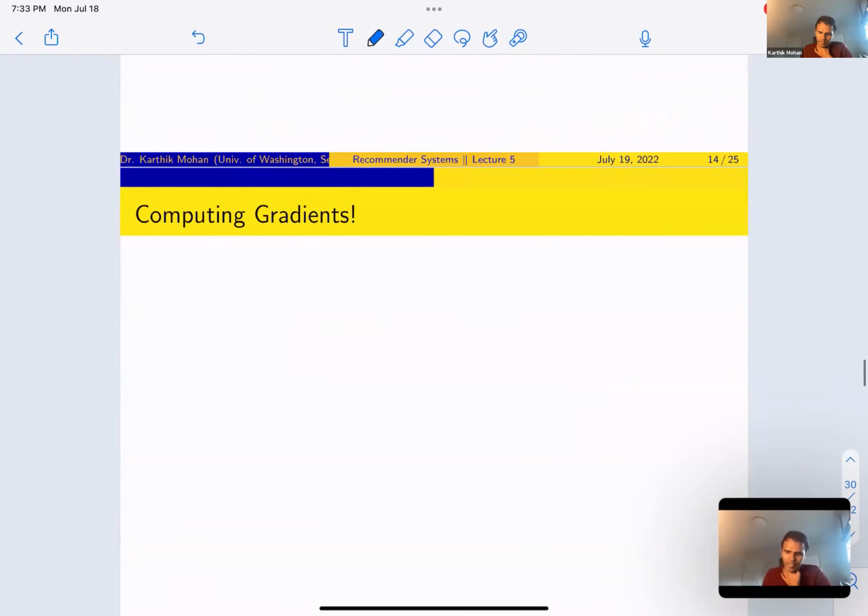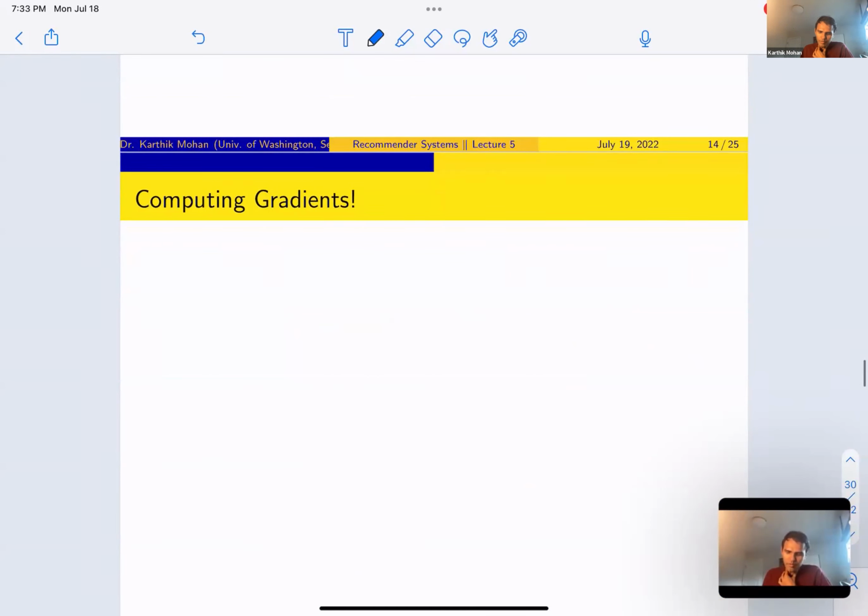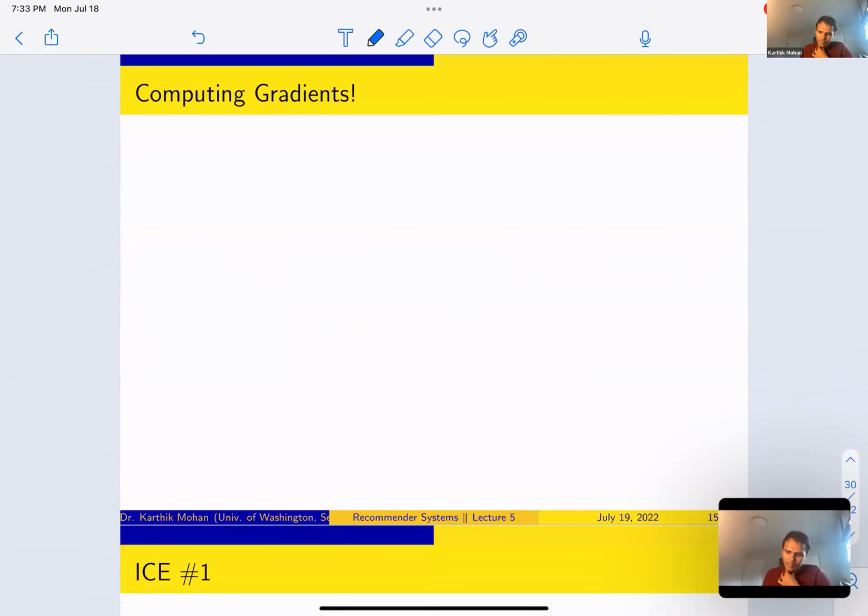So computing gradients, I think it's good to spend some amount of time on this, especially with assignment 2. So let's look at a simple function. Let's say we had a dot product function. So L of U is U transpose alpha. What's the gradient of L with respect to U?